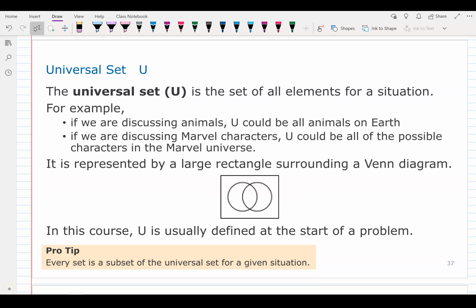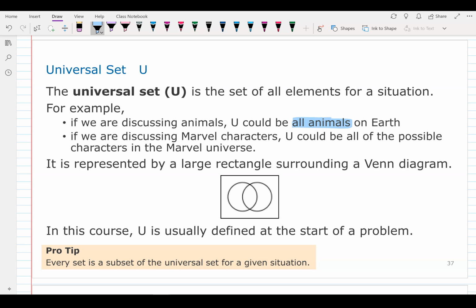The universal set is the set of all elements for a situation. Now, of course, these sets that we've been talking about, sometimes they're numbers, sometimes they're letters, they could be colors, they could be all sorts of things. The universal set is going to be laid out at the beginning of a question to tell us all the things we're working with. It's the universe that's been set for that particular question. So, for example, if we're discussing animals, you could be all animals on Earth.